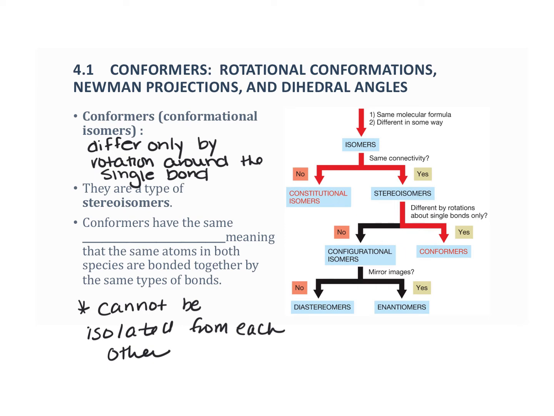Now, conformers are going to have the same connectivity, right? Meaning that the same atoms in both species are bonded together by the same types of bonds. So let's talk about what this looks like.